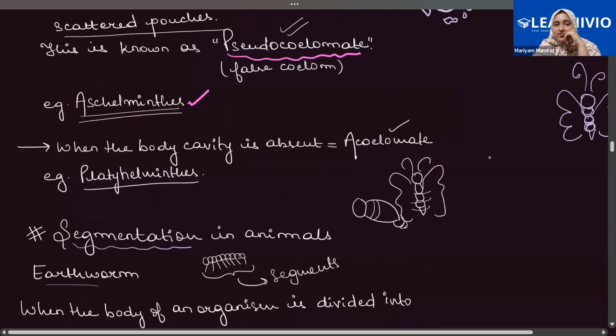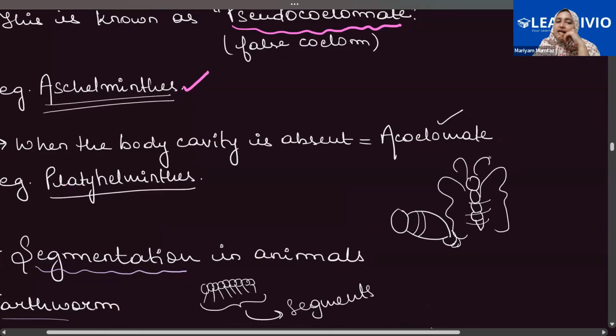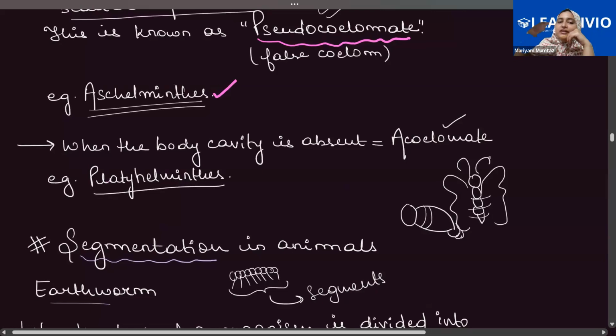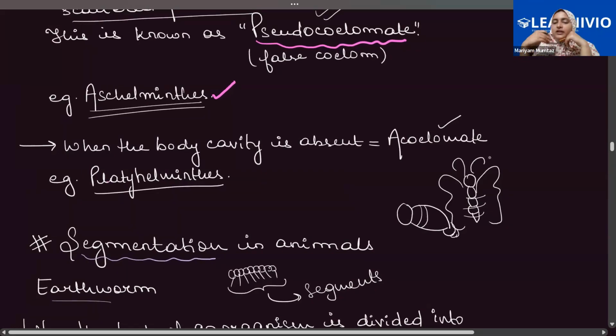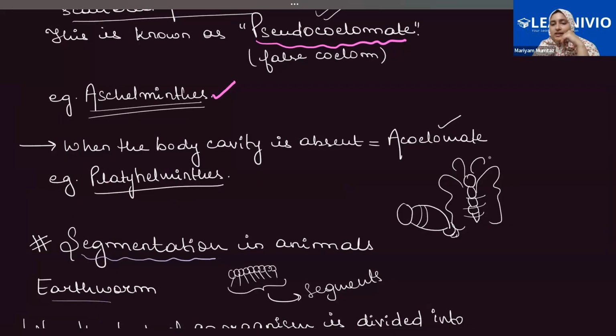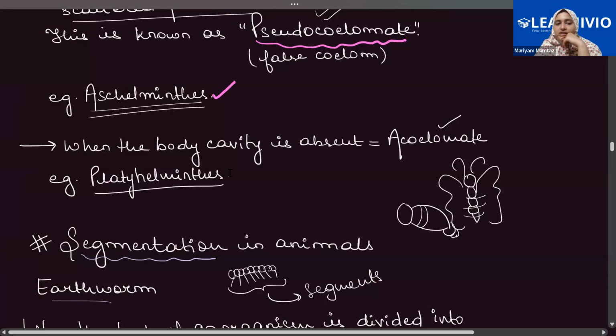Now talking about the last one: whenever the body cavity is absent, the whole body cavity is absent, so we call it acoelomate. Coelom is not present. Clear? That is what happens in the case of platyhelminthes. The body cavity is not there at all because they are lower organisms.